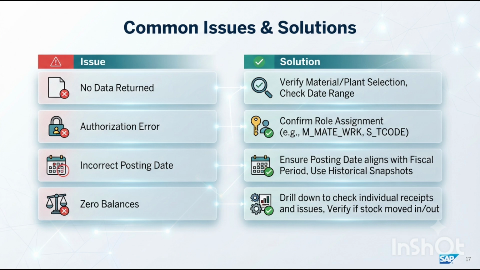If the report is running very slow, try reducing the material range or use the totals only checkbox. Always double check your selection parameters before execution. Knowing these common problems and their solutions will save you a lot of time during live support and go live activities.